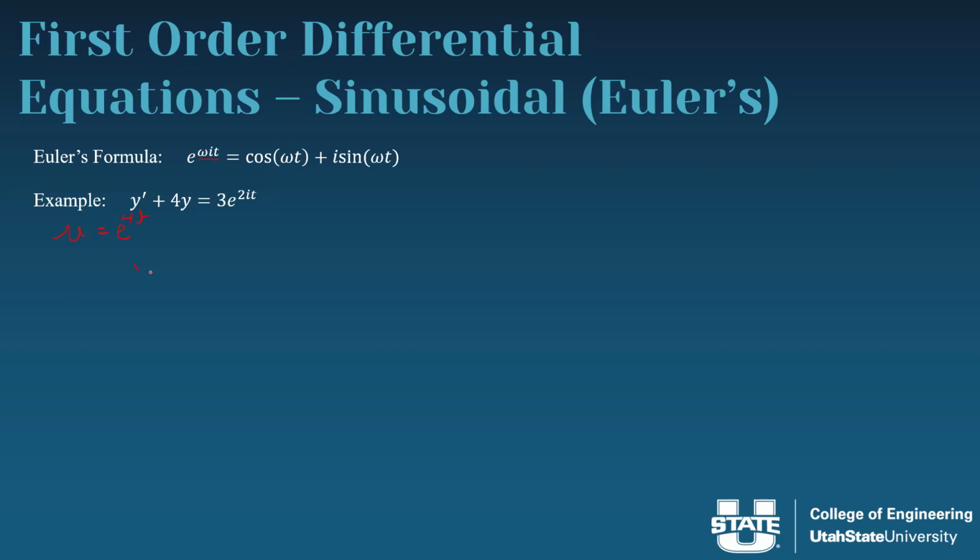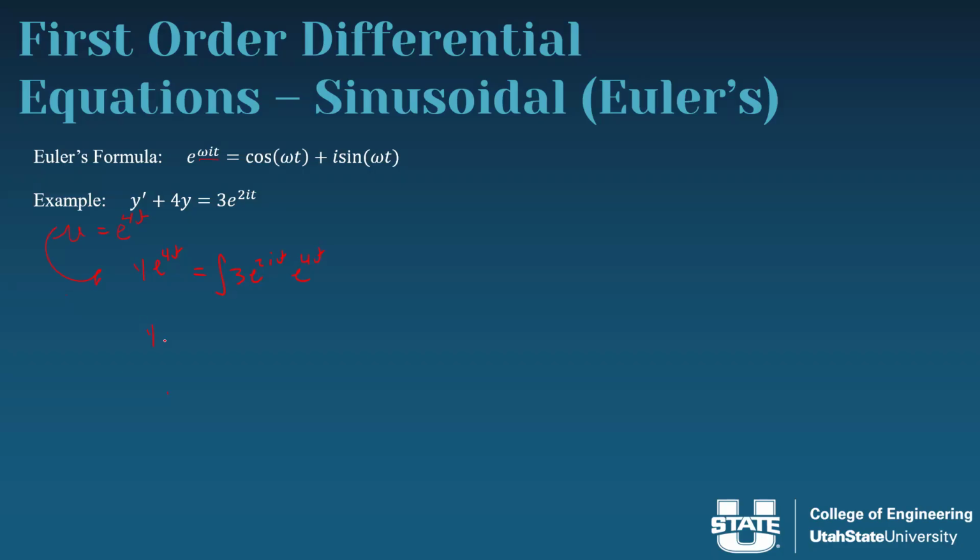So then I have y e to the 4t equals the integral of 3 e to the 2it e to the 4t. Is it okay to make this jump? Is everyone comfortable with this? Okay, awesome. So then we can combine our like terms up here.